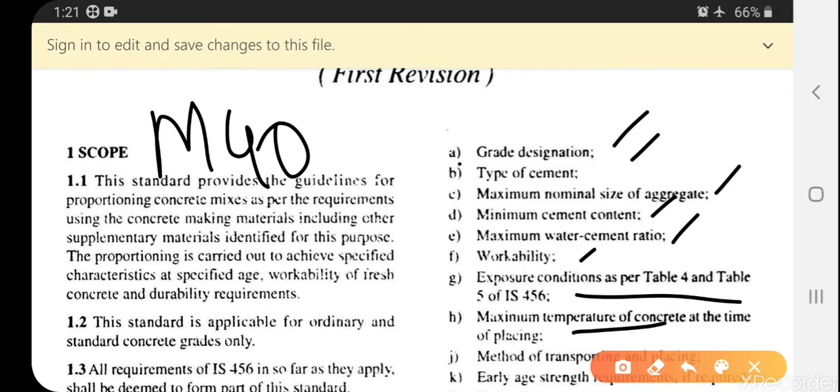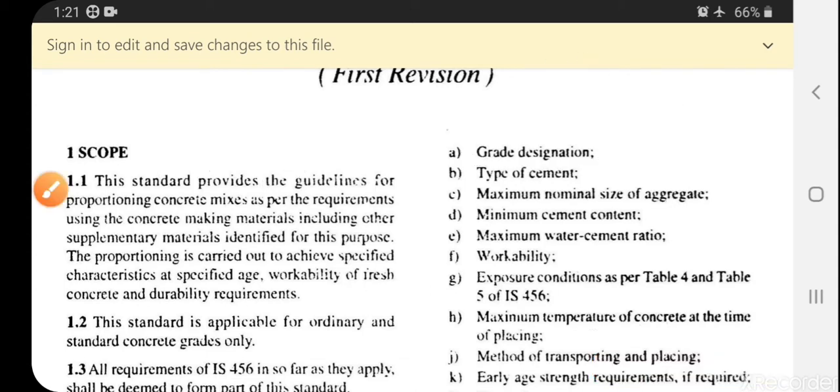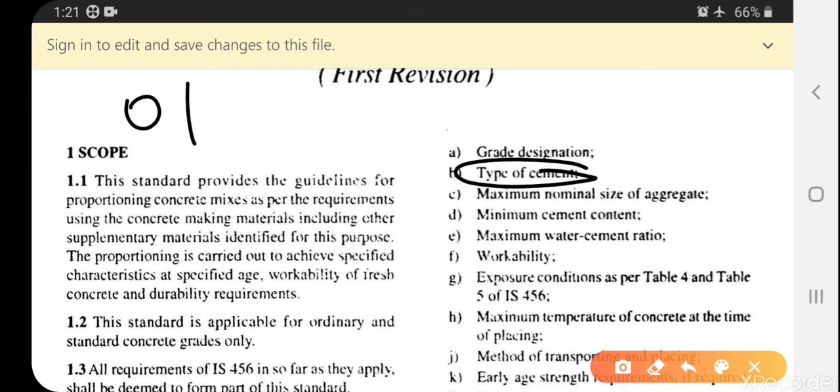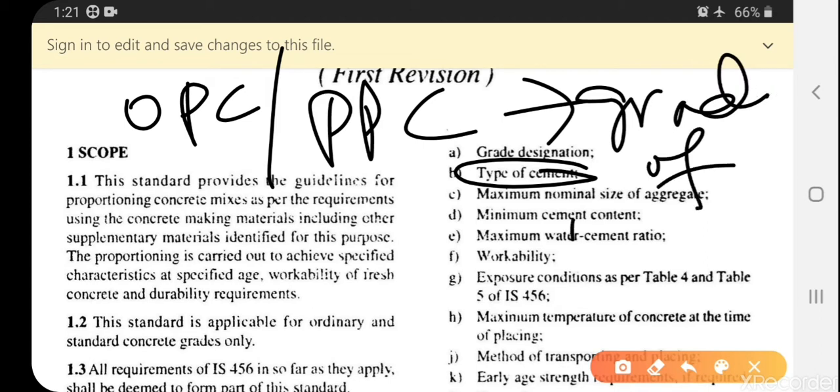So grade designation, what do you mean by grade designation? What I already told, the grades, and the type of cement, which type of cement you have taken, whether OPC or PPC or rapid hardening cement. This comes under OPC or PPC, and the grade of the cement.